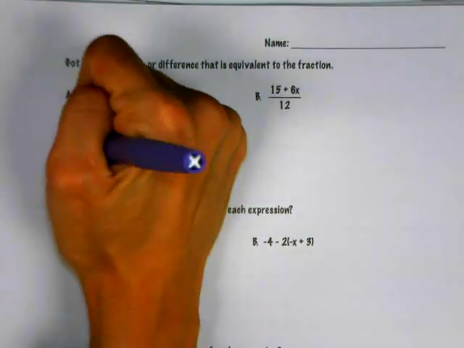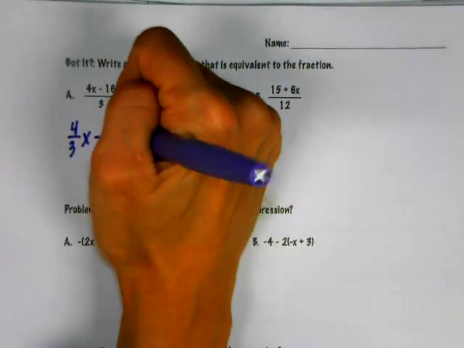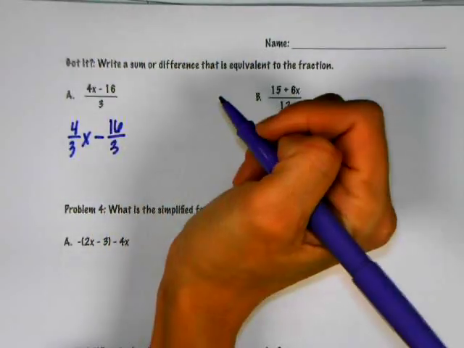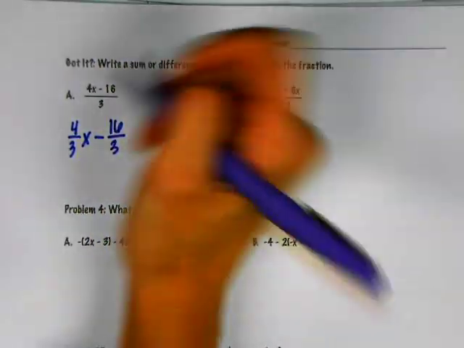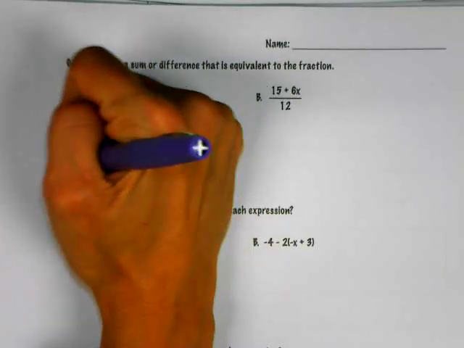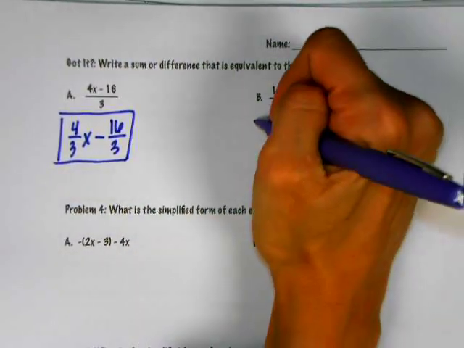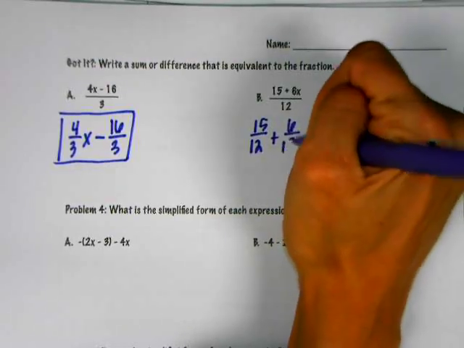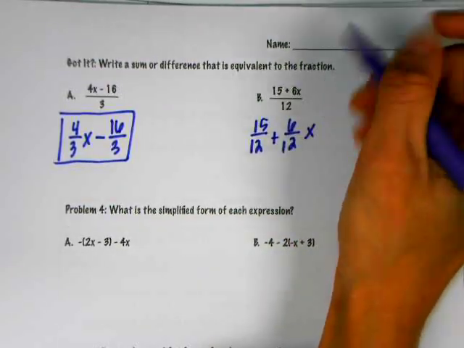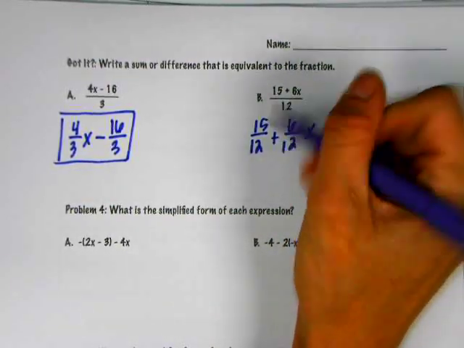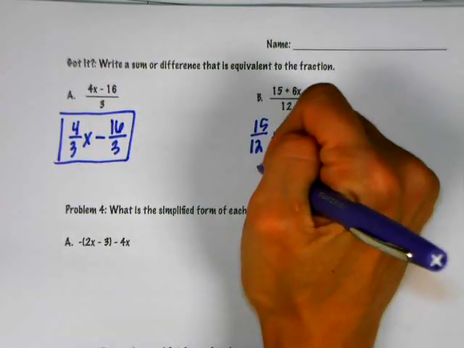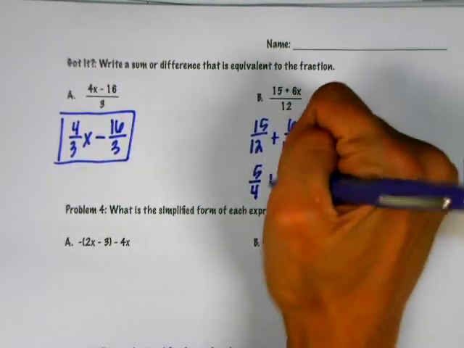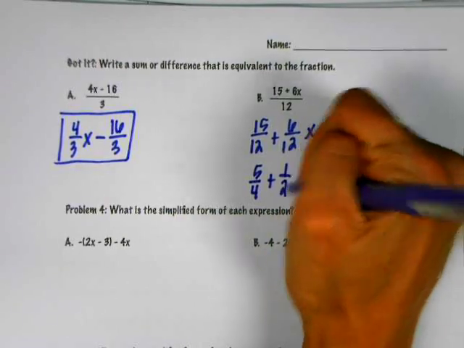All right, for the got it, you should have done 4 over 3x minus 16 over 3. And those can't be simplified at all, so you'd stop there. And then 15 over 12 plus 6 over 12x. So those both can be simplified by 3 on this one. So that's going to be 5 over 4 plus 1 over 2x.